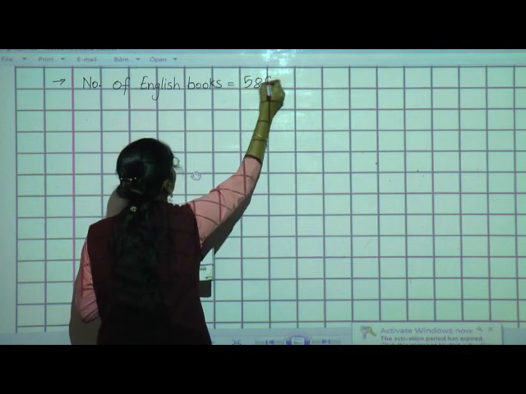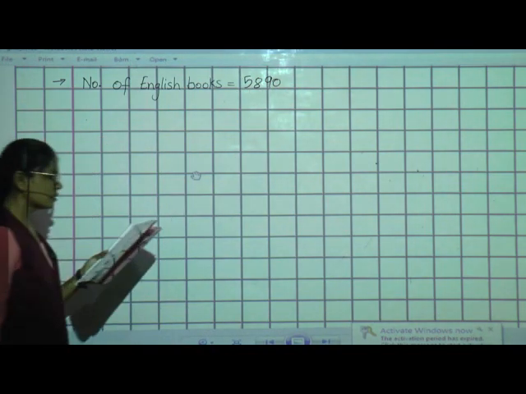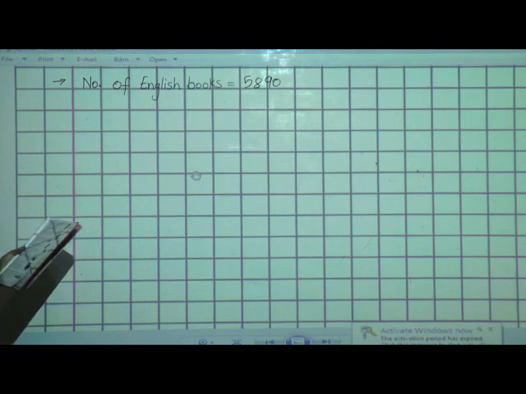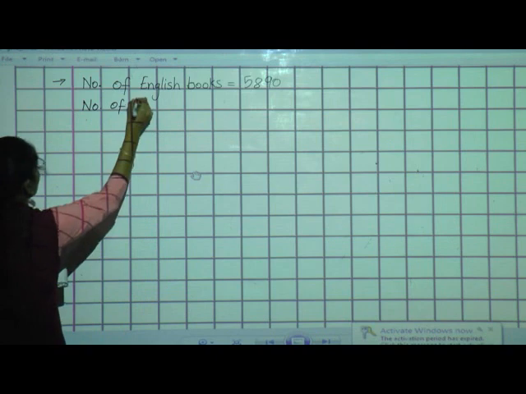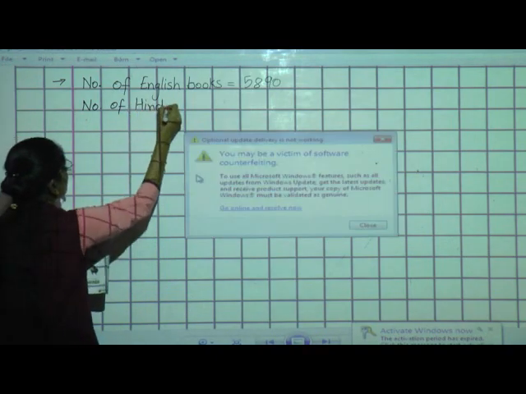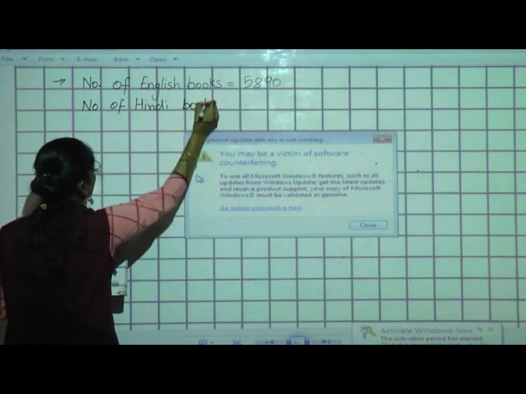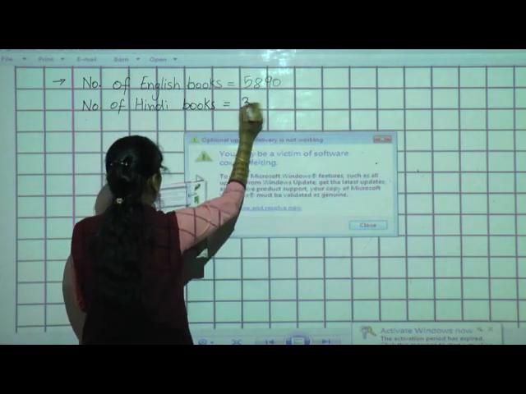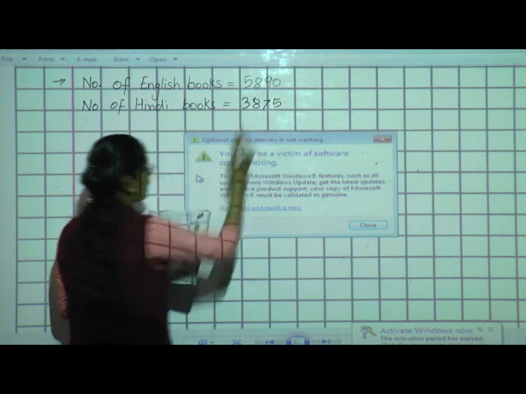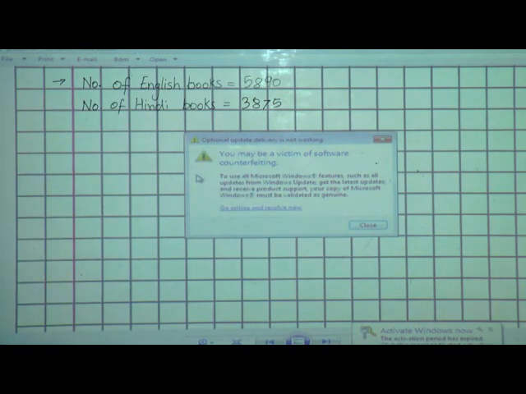5890. Then 3875 books in Hindi. Number of Hindi books. How many Hindi books are there? Yes, 3875. Now what do we have to do? How many books are there all together? Now we will do the addition of these two numbers.